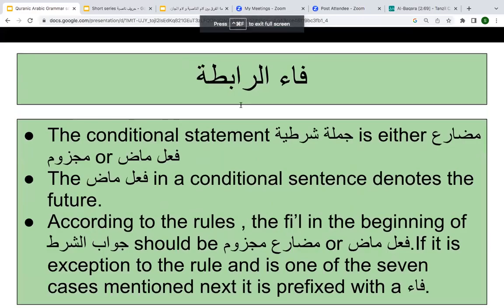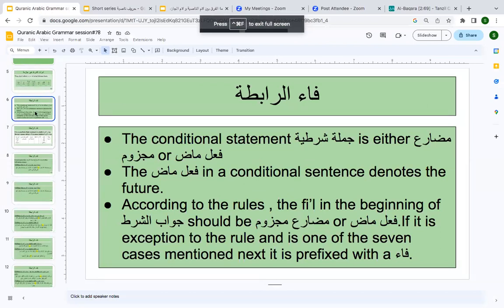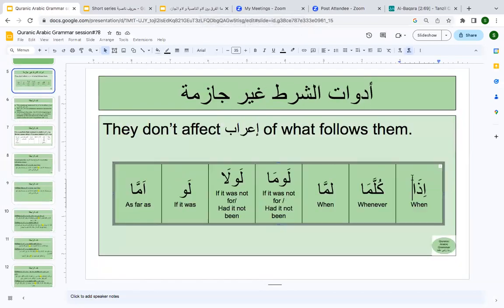Okay, so let me just do one thing on this one. Let me change the color on this one. Okay.